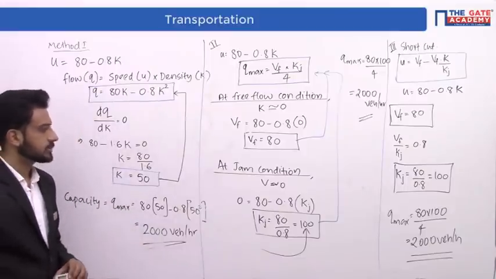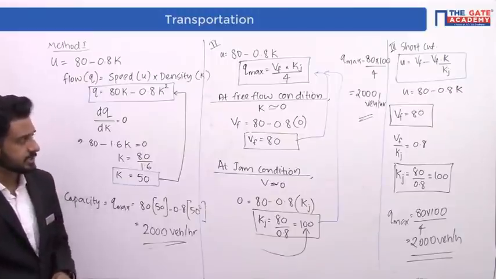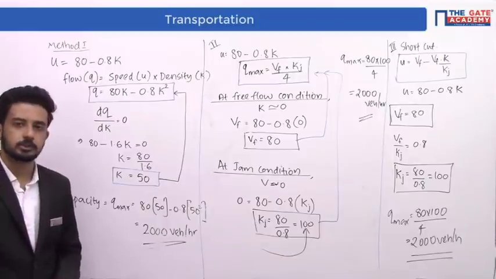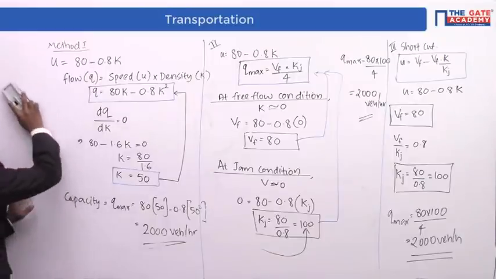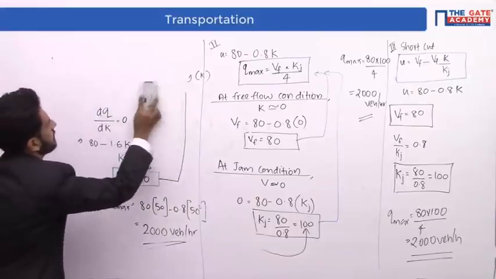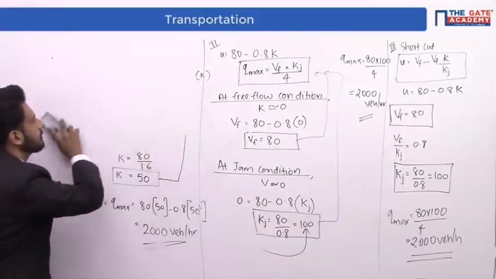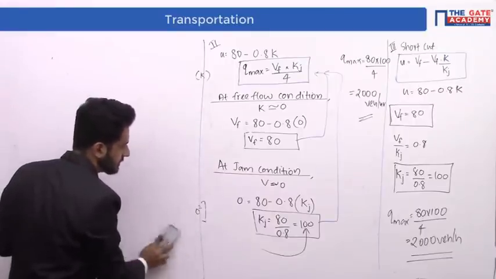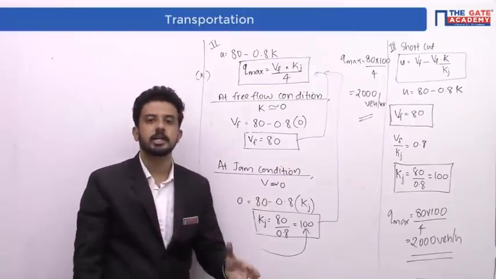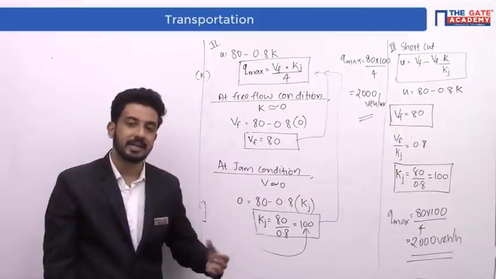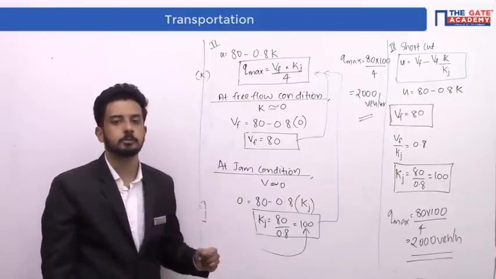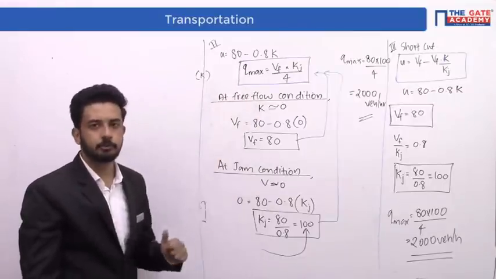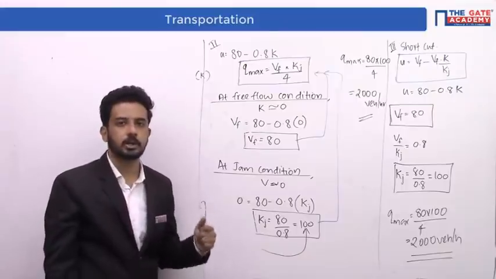Just go through the solution once again and understand what all things we have done. In the first method, the concept was, whenever we want to maximize a quantity, we differentiate it with respect to the variable and equate it to 0. That concept you can use everywhere. In method 2, we have used the expression for Qmax. Very important expression, you should remember that.